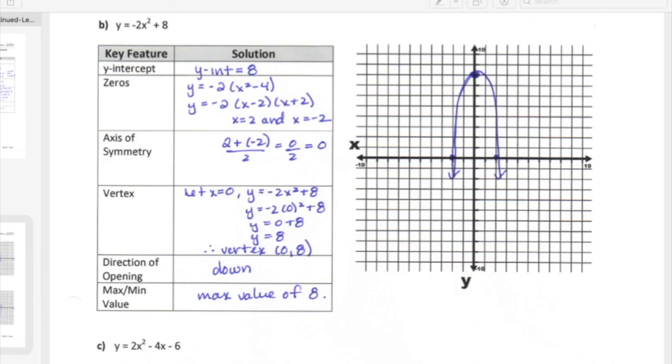So if we graph this, this is what it would look like. We have our two zeros at positive 2 and negative 2. We have the vertex at (0, 8). And then we draw the direction of our opening to show that this opens downward.